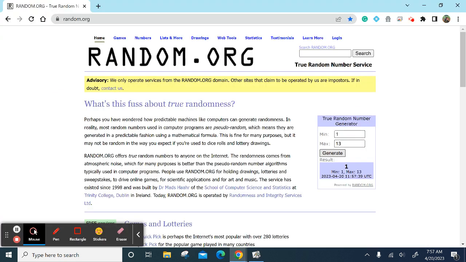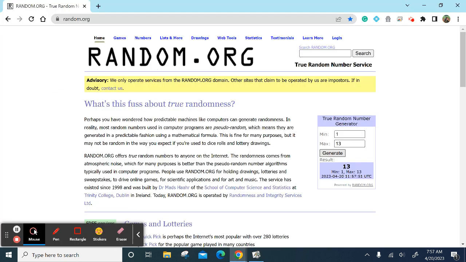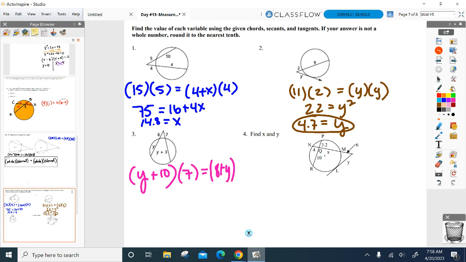How about the other whole secant? 13, Charlie. 8 plus y times its external part. You guys are good today. 13, Charlie. Double up again. Two doubles in a row, Carrie. Did you see that?